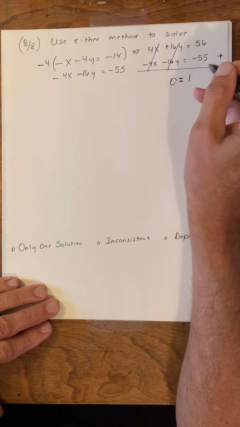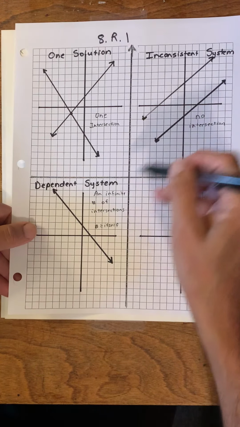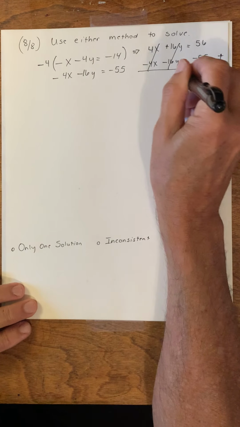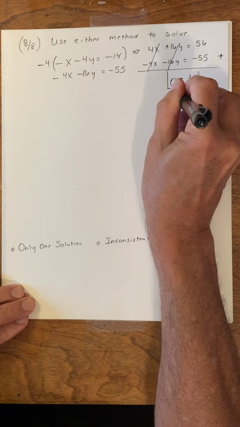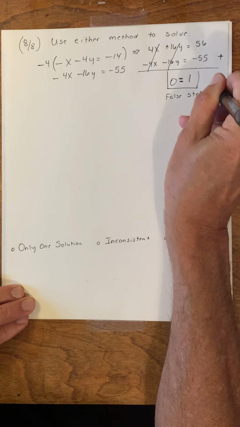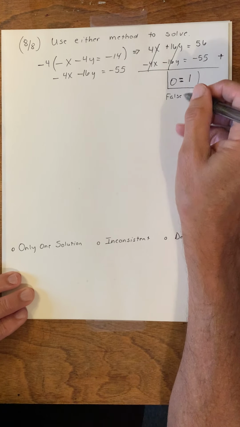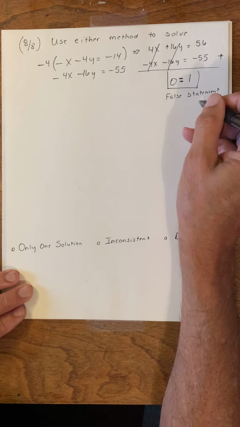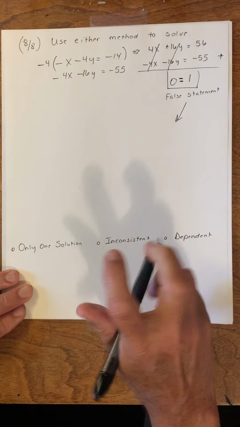Look what I got. Since I have no x's or y's, I know it is one of these two systems. But this is not a true statement. This is, in fact, a false statement. Whenever I get a false statement that does not involve a variable, 0 equals 1, 3 equals negative 2, 7 equals 19, something like that, a false statement, that tells me I have an inconsistent system.